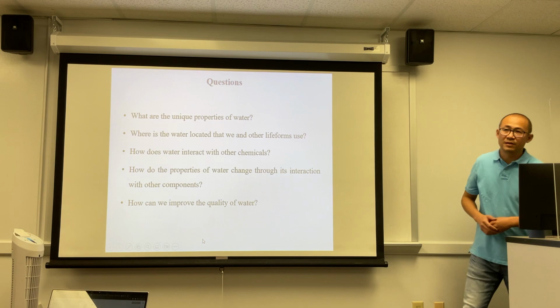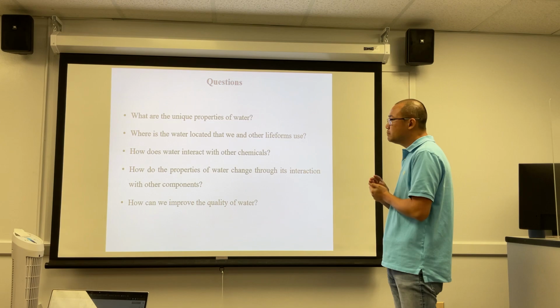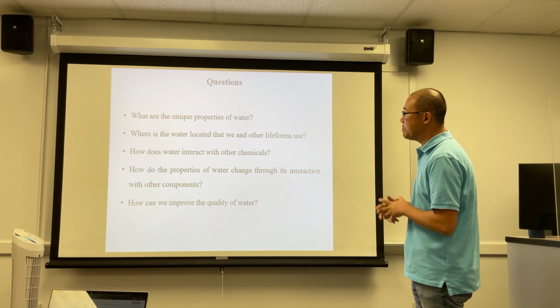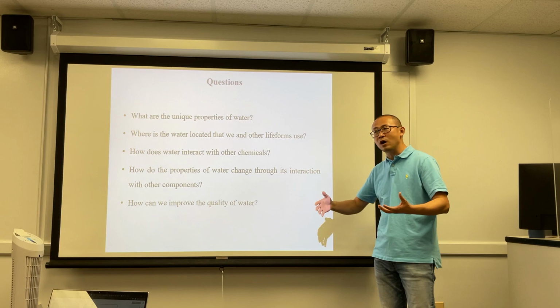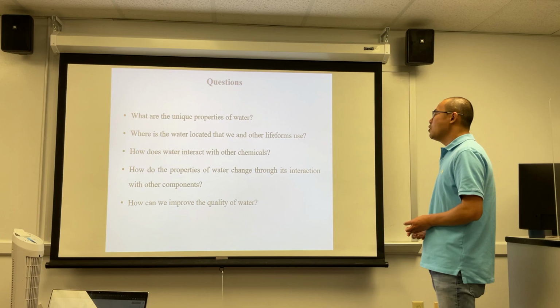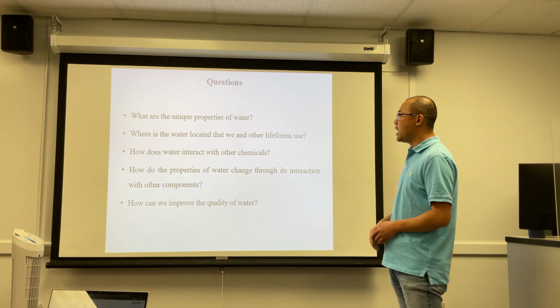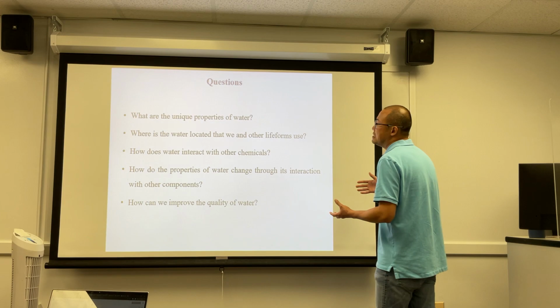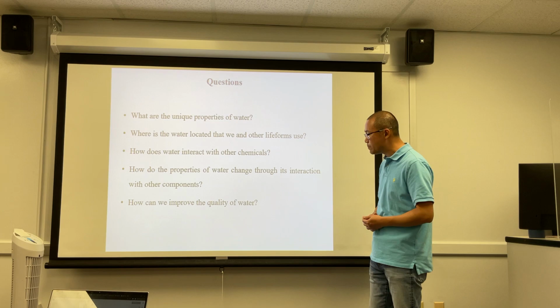Take a look. These are the questions, as usual, that we have in this whole chapter. First, what are the unique properties of water which make life possible? Remember we said the chapter is Water for Life. And where is the water located that we and other life forms use? How does water interact with other chemicals? What makes water a good solvent? And how do the properties of water change through its interaction with other components?